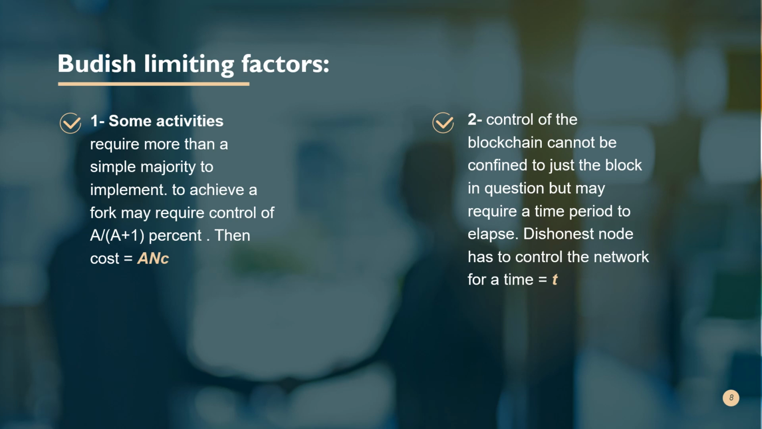The second factor is that for some activities that involve interaction outside the blockchain, such as a multi-spend attack, control of the blockchain cannot be confined to just the block in question, but may require a time period to elapse. Thus, the dishonest node may have to control the network for a time, which translates into adding T blocks to the system.